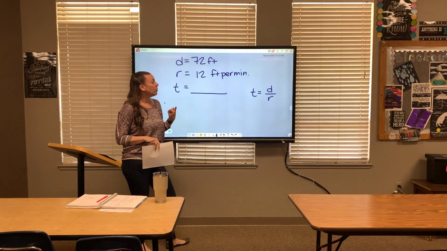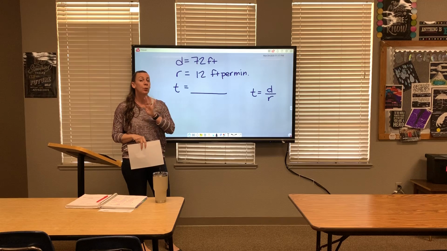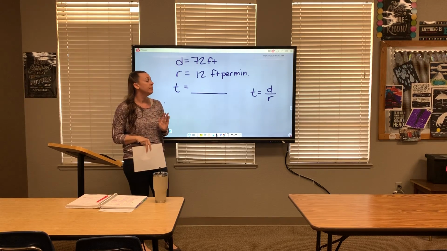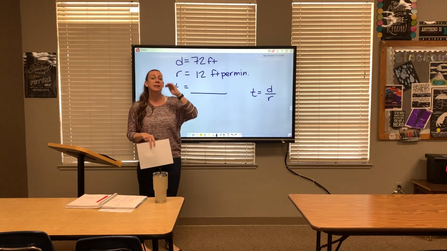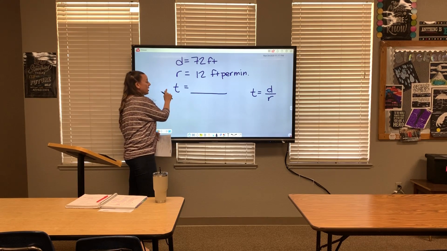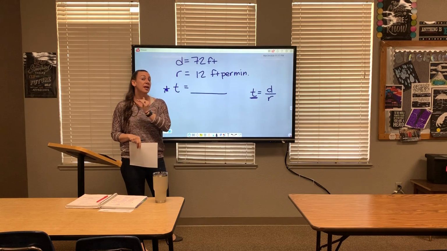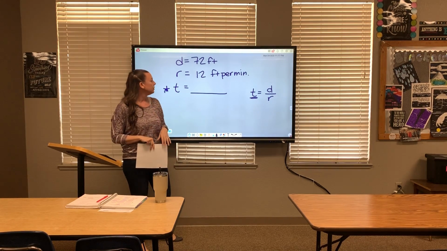So we gave those 3 formulas at the beginning. So distance is going to equal rate times time. Rate equals distance divided by time. And time is going to equal distance divided by rate. So we want to use all of those properly. Whatever I don't have, that's the one that I want by itself on the one side of the equal sign. That's the formula I'm going to use.